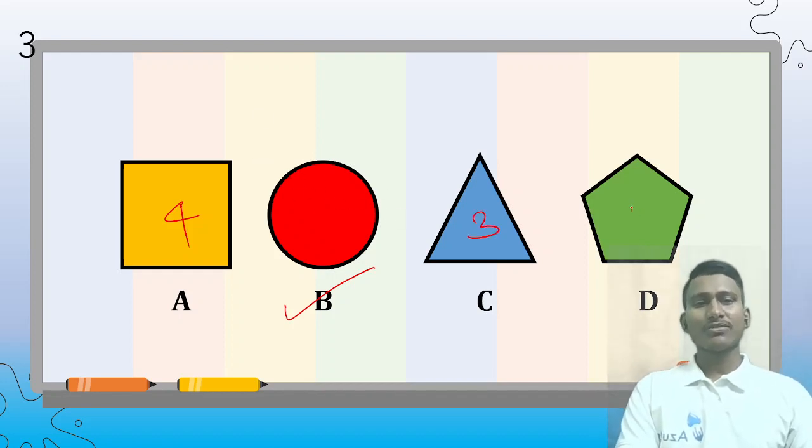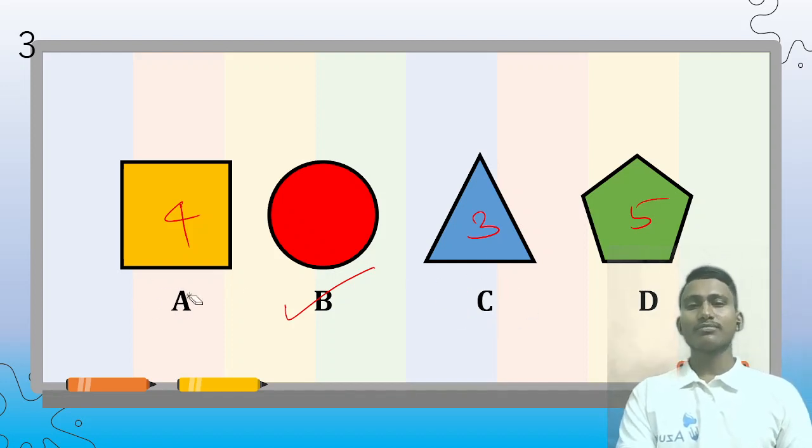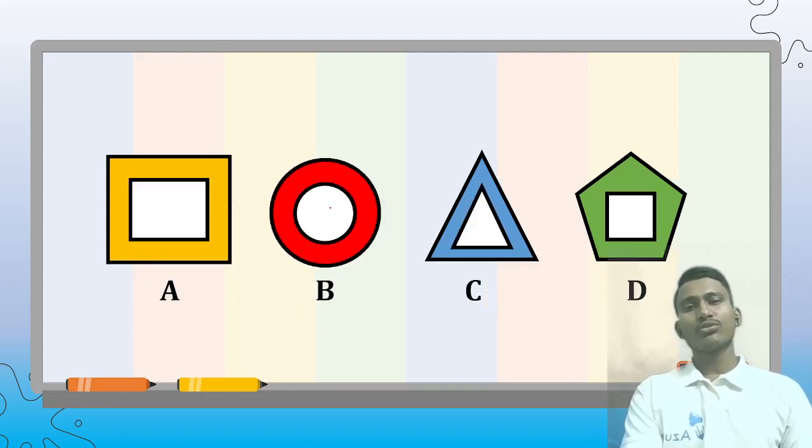It has three sides. It has five sides. This is a pentagon. This is a triangle. This is what? The square. That is a quadrilateral. So the different one will be the circle. Okay. So let us go for the next.